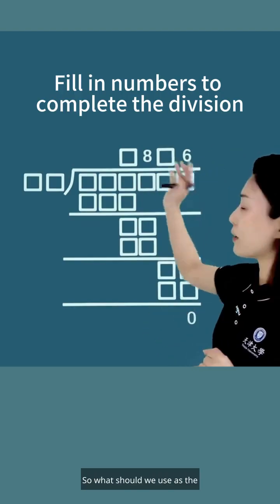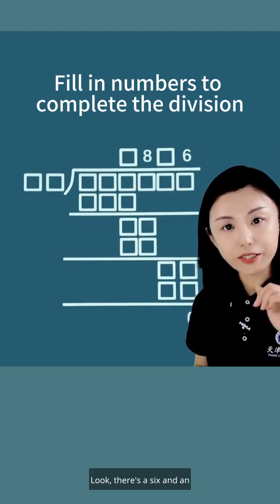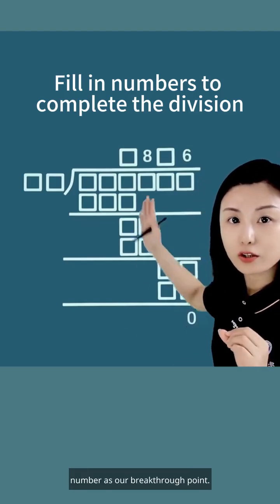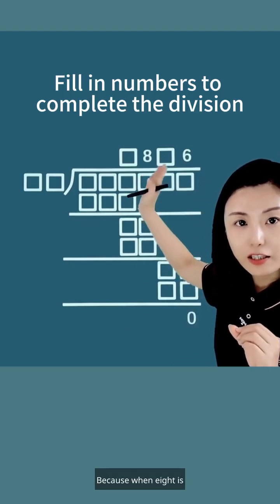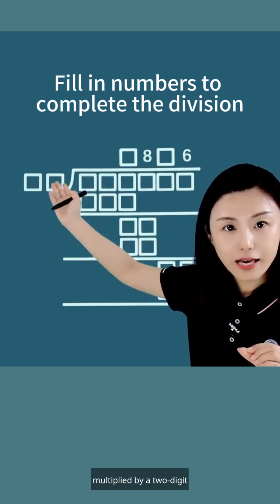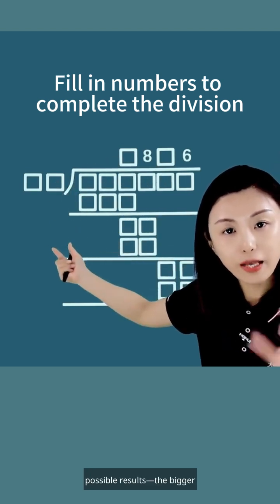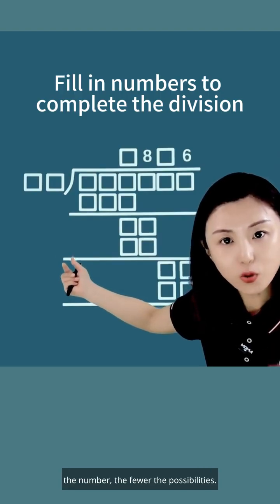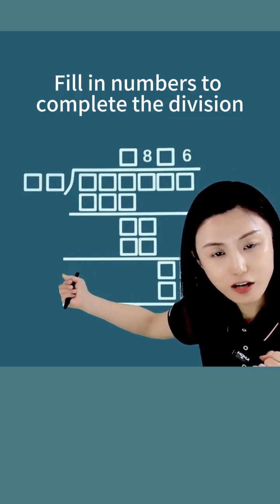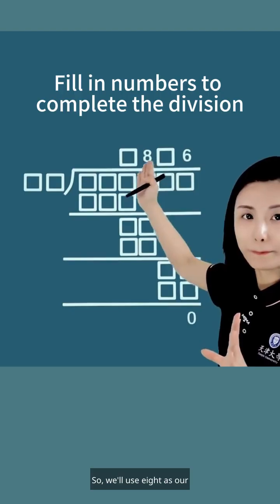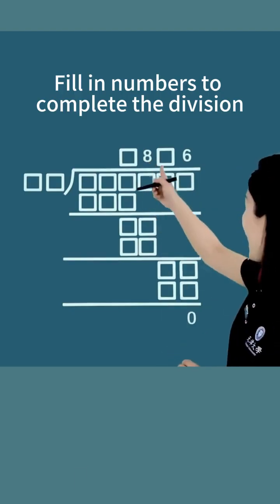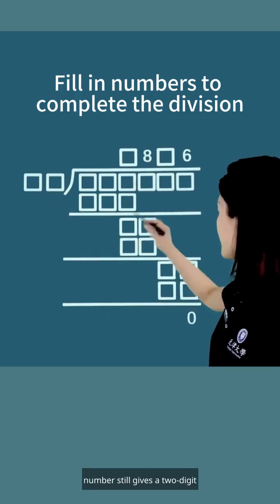So what should we use as the breakthrough point? Look, there's a 6 and an 8, so let's use the bigger number as our breakthrough point. Why is that? Because when 8 is multiplied by a two-digit number, there are fewer possible results. The bigger the number, the fewer the possibilities. So we'll use 8 as our breakthrough point for analysis. 8 times this two-digit number still gives a two-digit result.